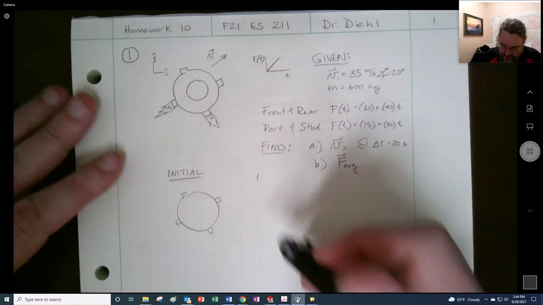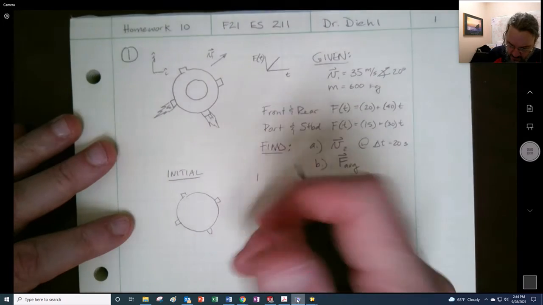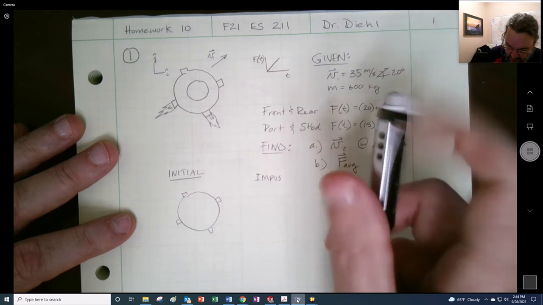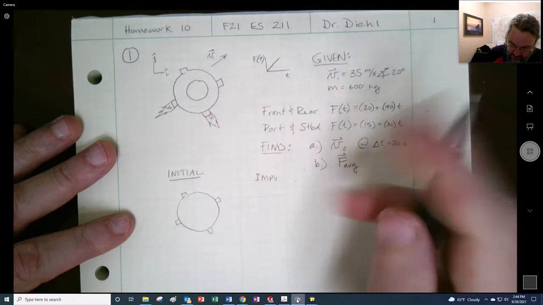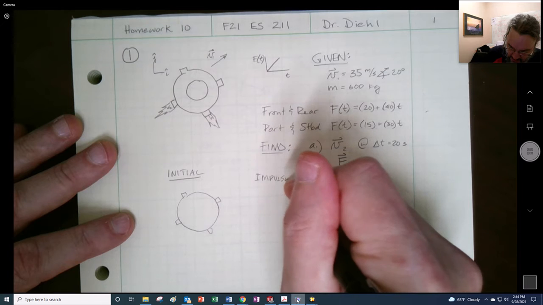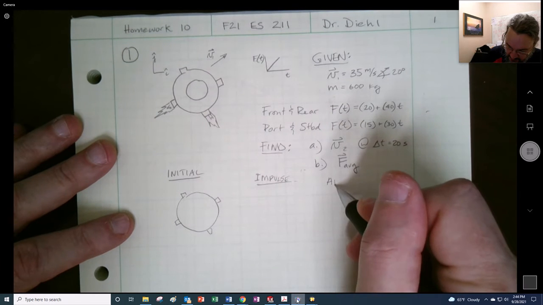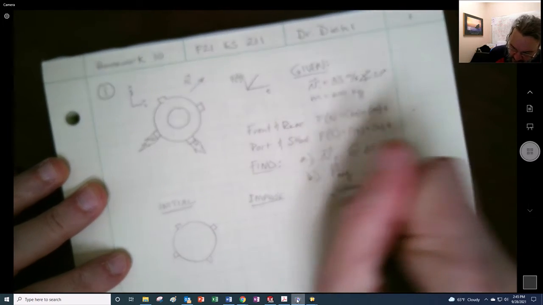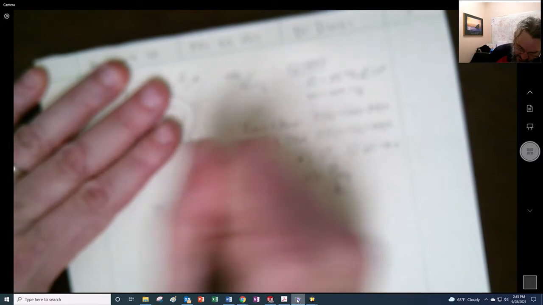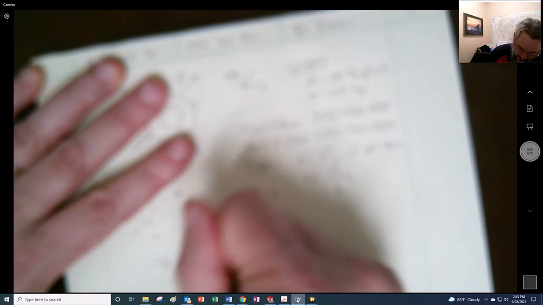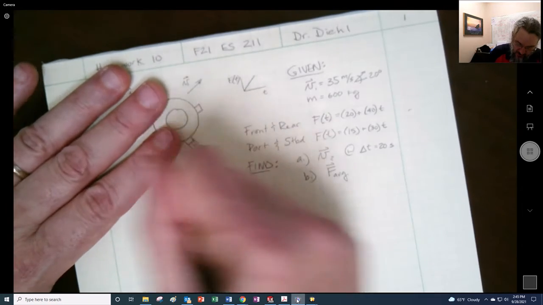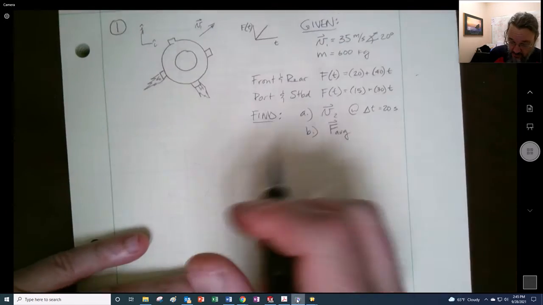Let me see. I should try to fit that in there. I like to make it horizontal. I'm just going to budge it a little bit. Impulse. Spell impulse correctly, that'd be helpful. Impulse, and then I'll go final. Right. So I'm going to start all over. I want to make this neat. Organized work leads to organized thought. That's the way it goes.